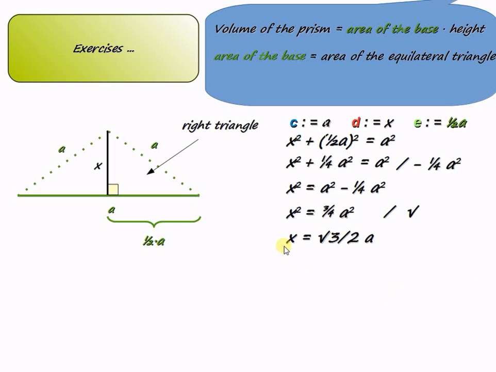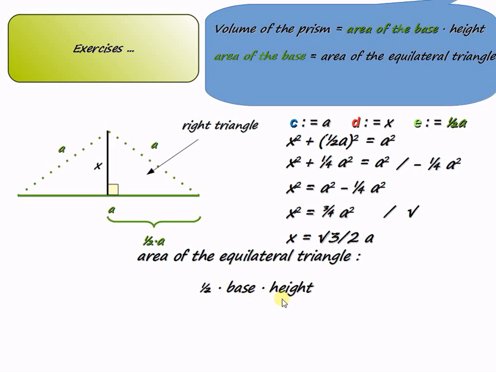And now we can compute the area of the triangle. Let's recall the formula for the area of any triangle. It's 1/2 times base times height. So we simply plug our values into the formula: 1/2 times the base, which is a, times the height, which is square root of 3 over 2 times a. And finally, the area of the equilateral triangle is equal to square root of 3 over 4 times a squared. Let's rewrite it in the top right corner.